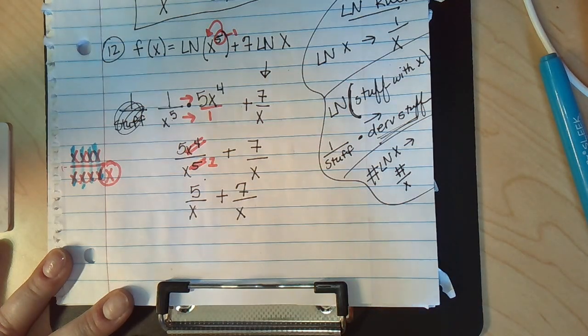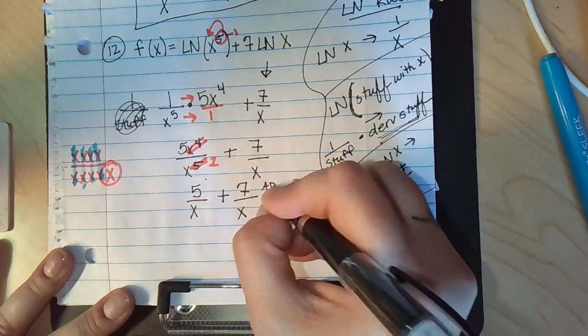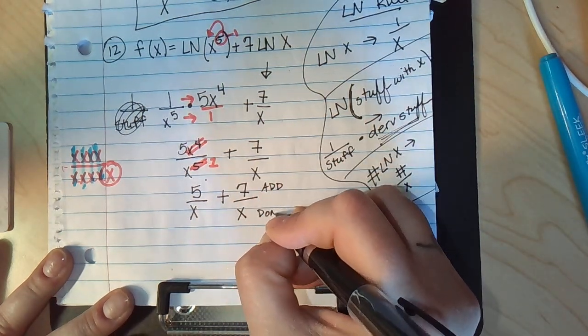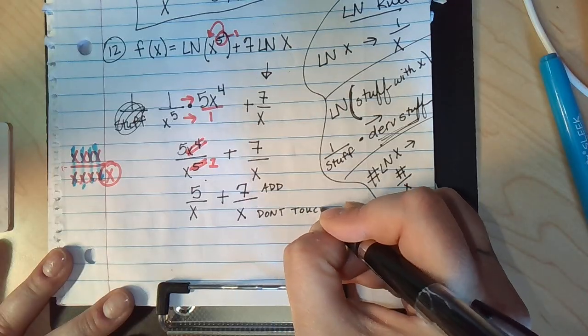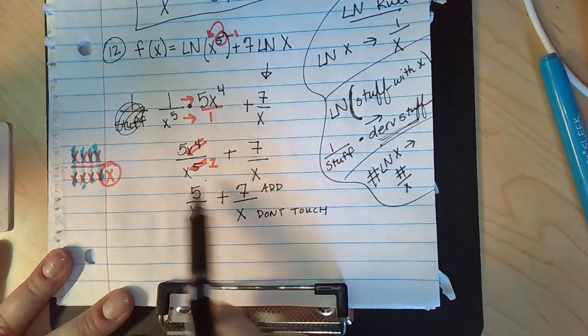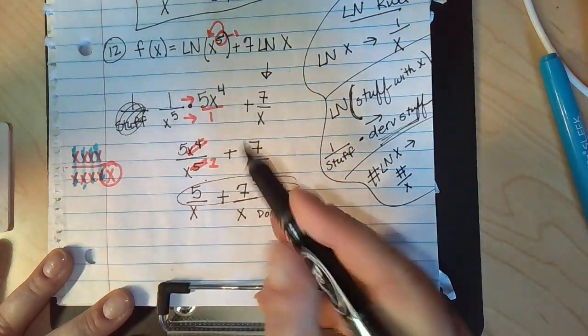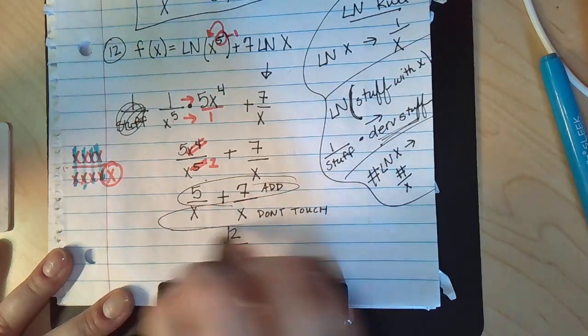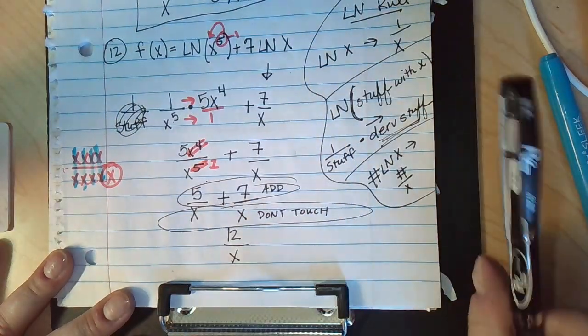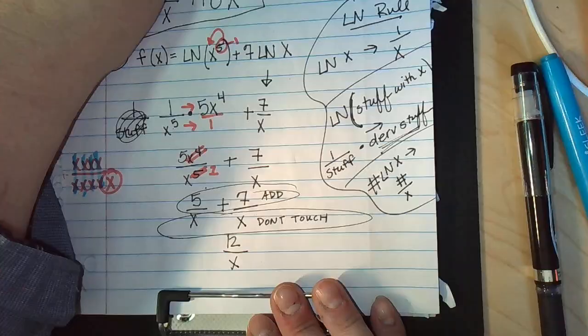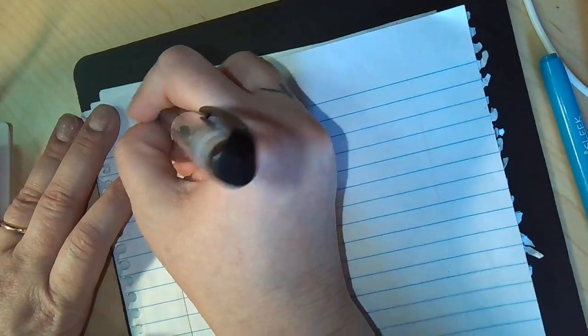And now when you add fractions, you add the tops, but you don't touch the bottom. So if I add the 5 and the 7, I get 12. And then don't touch the bottom x. Hey, that's the derivative for number 12. All right, let's go to 13.